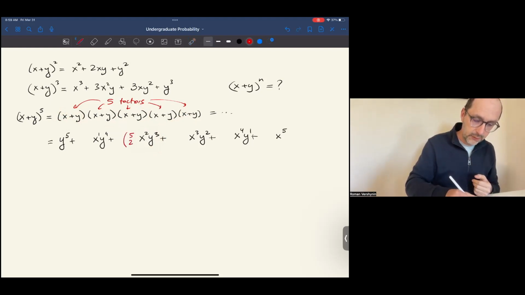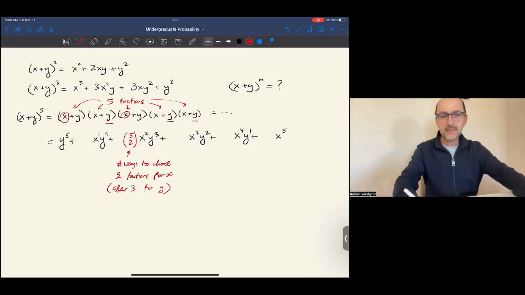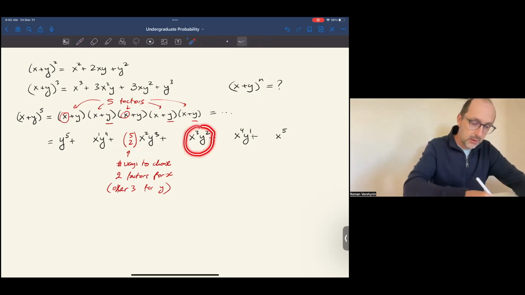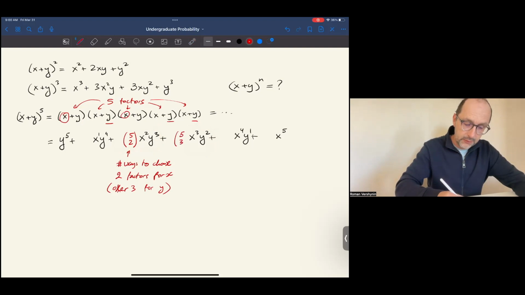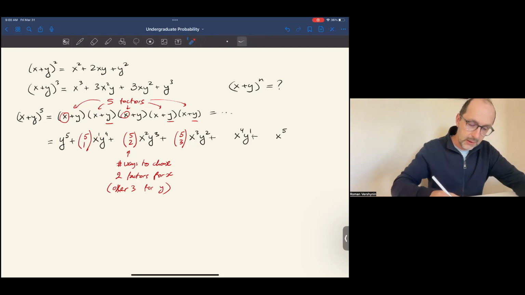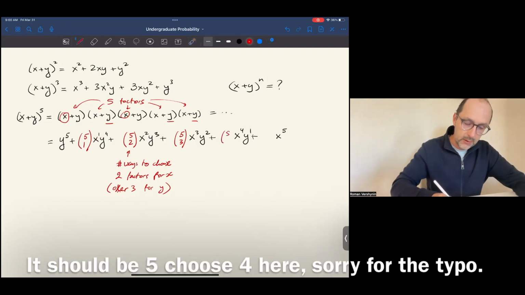That's 5 choose 2. This is how many similar terms of this form will be in that expression. Similarly, for this term, the answer will be 5 choose 3. This is the number of ways to choose 3 factors for x, and the rest will automatically be for y. And similarly here, it will be 5 choose 1. It's the number of ways to choose 1 factor for x, and the rest for y. Here it is also 5 choose 1.